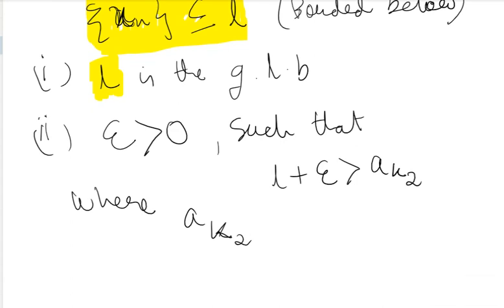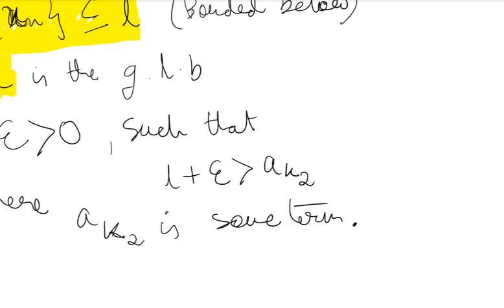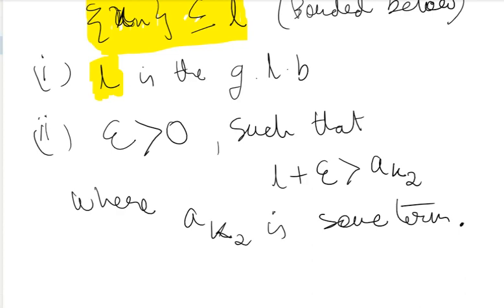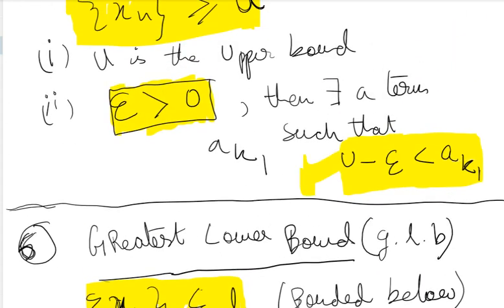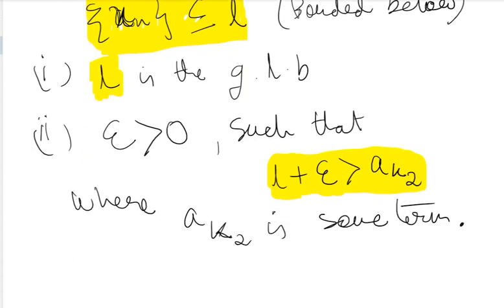So this part will be greater than AK, where AK is some term that, of course, you will find out while you are doing the question. You will definitely be able to assume that term. Nothing to worry about. Now, the epsilon plus the greatest lower bound, when you add them, will be greater than some term AK2. In the previous one, when you subtracted them, it was less than some term AK1. But in this one, you add the greatest lower bound and the epsilon you have taken, such that both added will be greater than some term AK2.